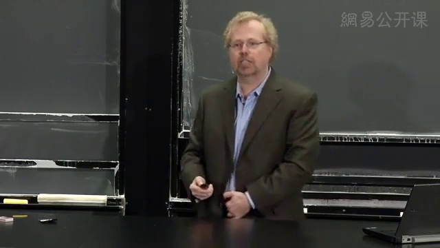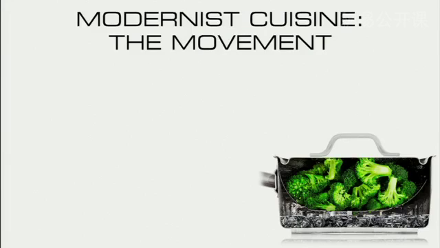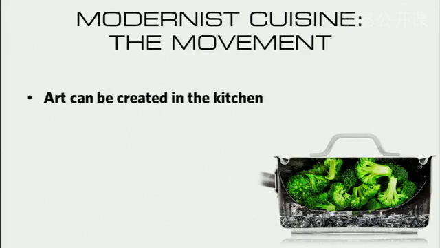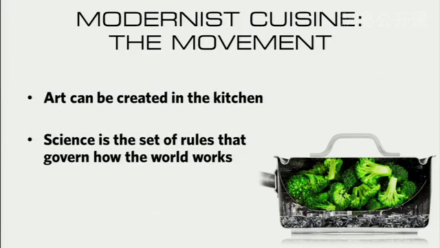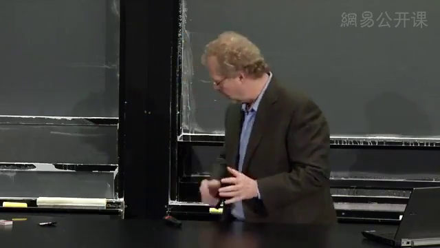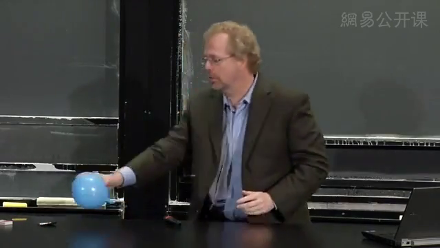So now I'm going to switch from talking about the books to talk about modernist cuisine, the movement. And here, there are some ideas that are artistic and scientific. The first is that art is the expression of human thought and emotion. Art is something that's generally considered very different than science. But of course, they both live here in this physical world. Art and science are both important.